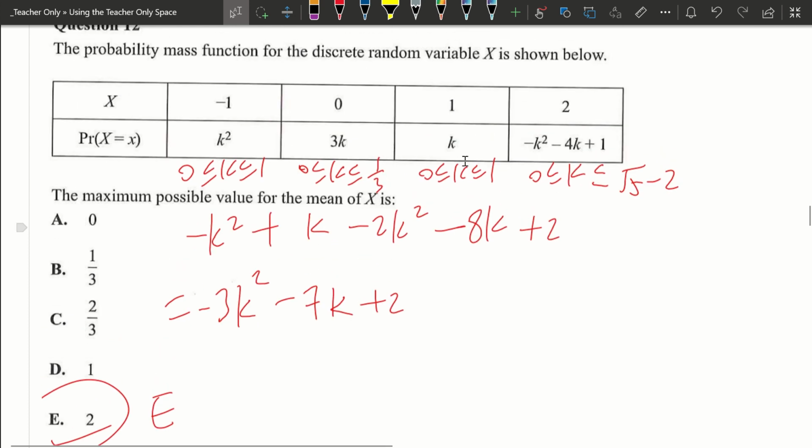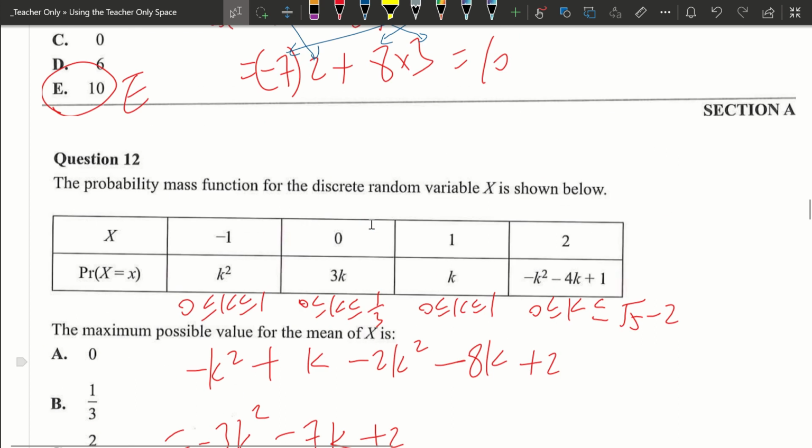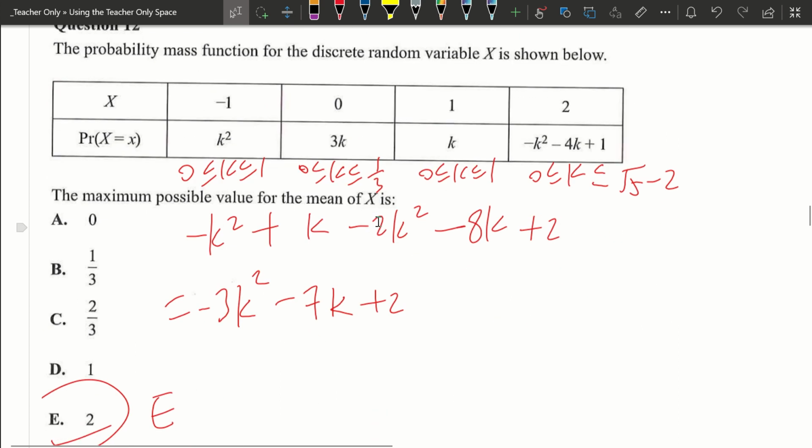And this is the annoying part. Well, if you try to find k, oh sorry, let me read the question. The maximum possible value for the mean of x. Okay. If you try to find exactly what k is, well, sorry, I should rephrase it. My first reaction was to try and find the exact value of k. What must k be? Well, if you add all the probabilities together, they must equal 1.